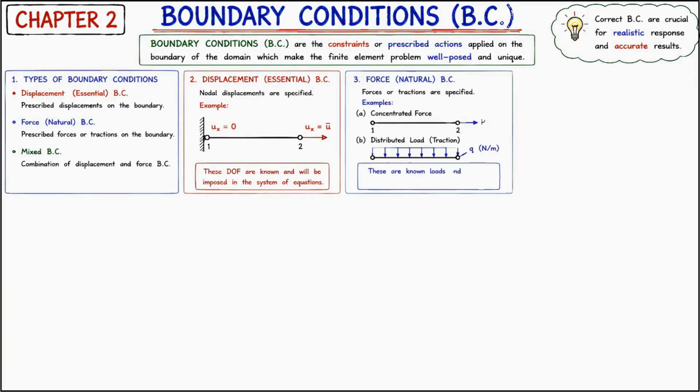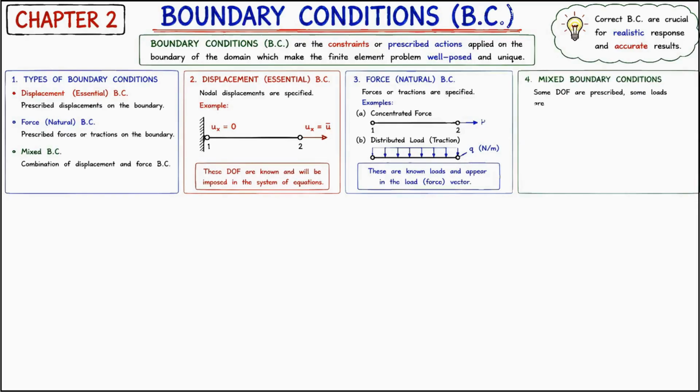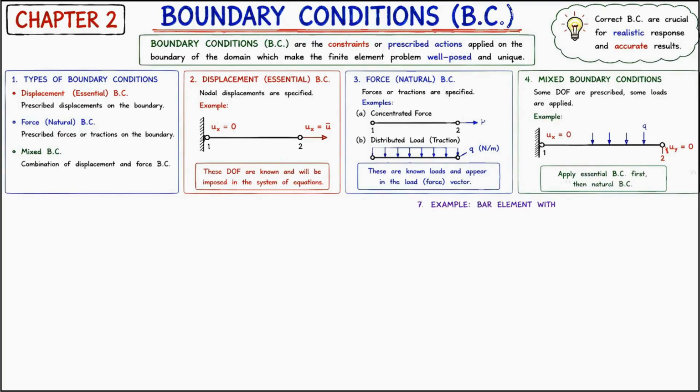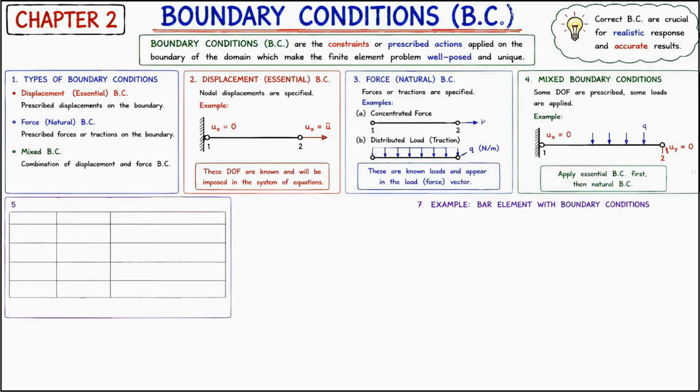The second type is the force boundary condition, also called the natural boundary condition. Instead of specifying displacement, we specify the applied force or distributed load. These loads become part of the global load vector in the finite element equations. The third type is the mixed boundary condition, where both displacement constraints and external loads are applied together. Most real engineering structures are analyzed using mixed boundary conditions.